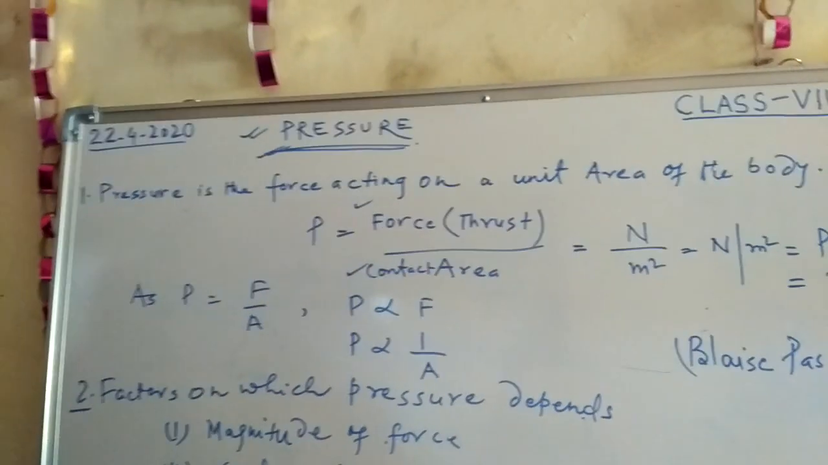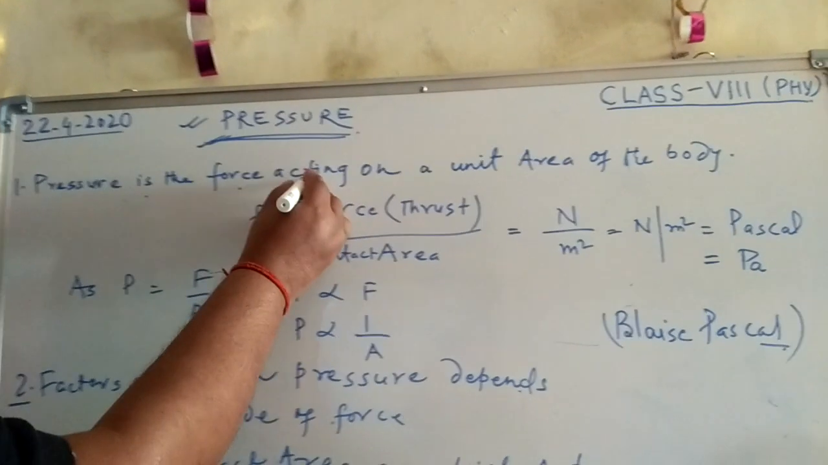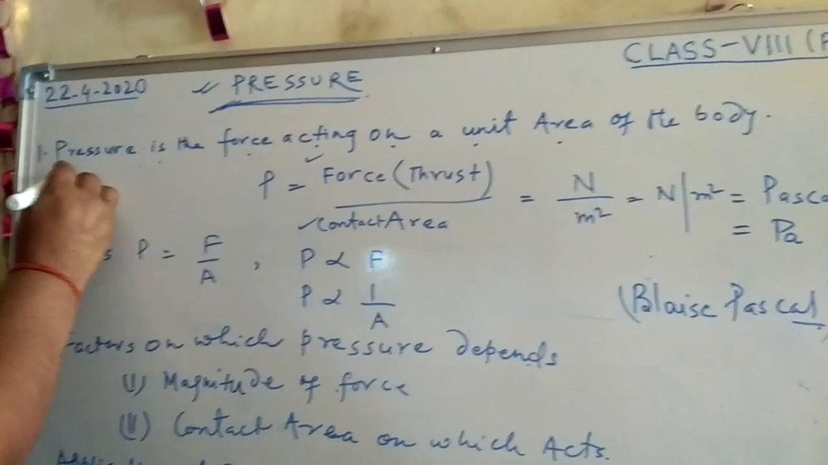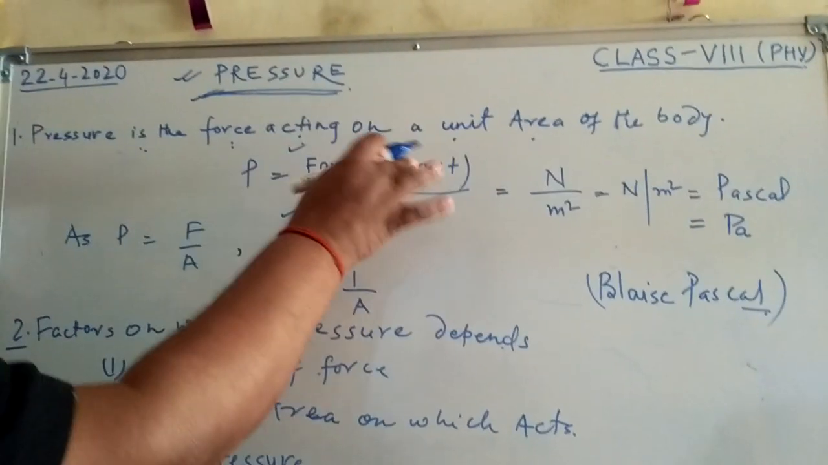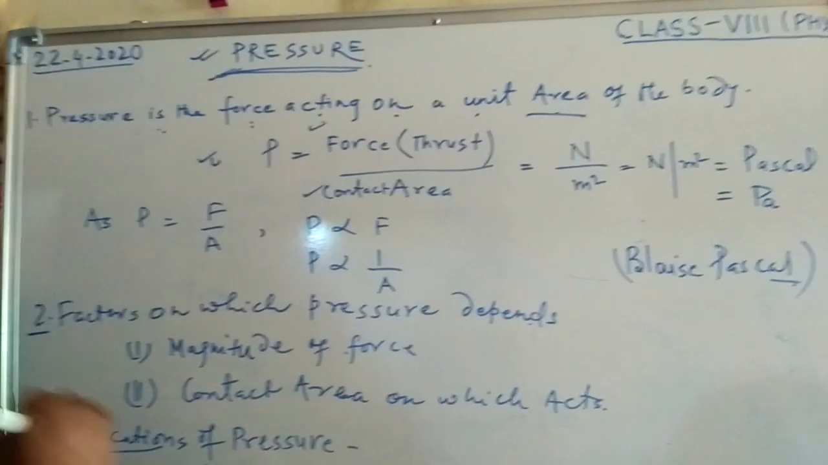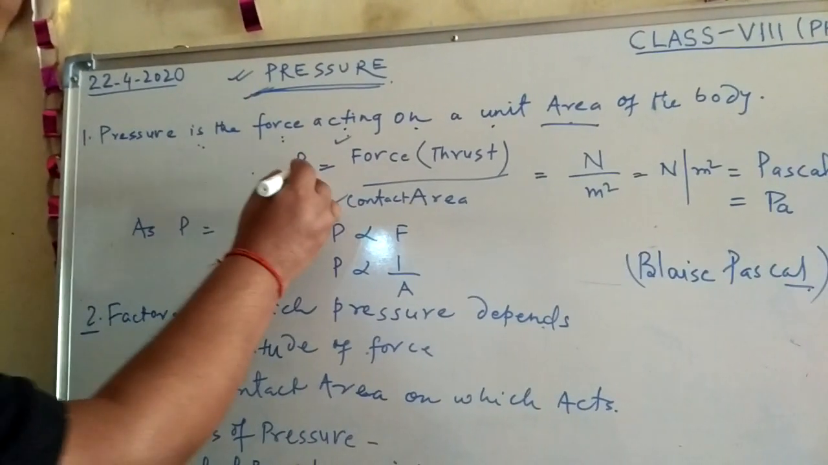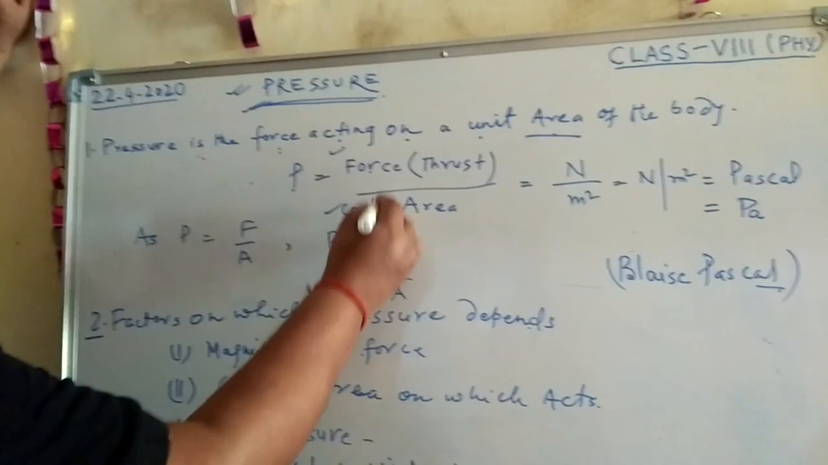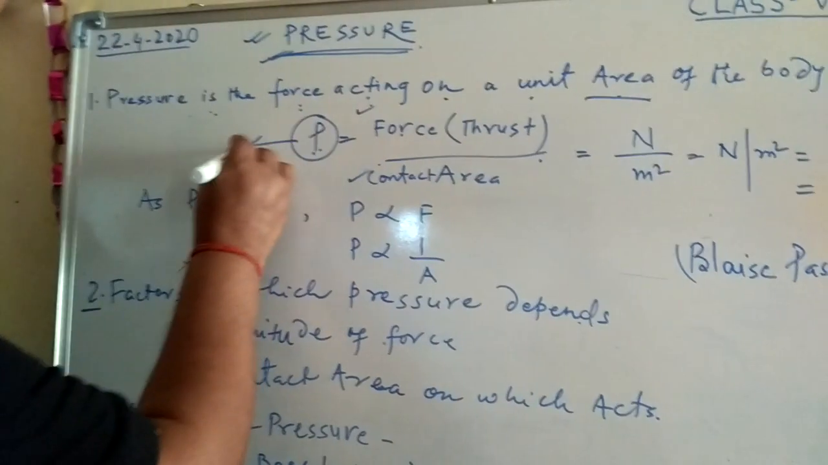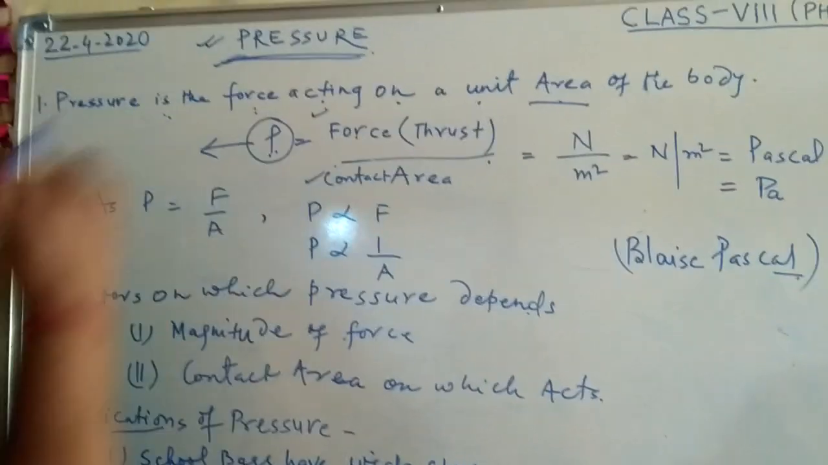How can we define pressure? Pressure is the force acting on a unit area of the body. That is called pressure. Here you can explain it in a mathematical expression: P is equal to force by contact area, where P is pressure. So pressure is the ratio of the force and contact area.